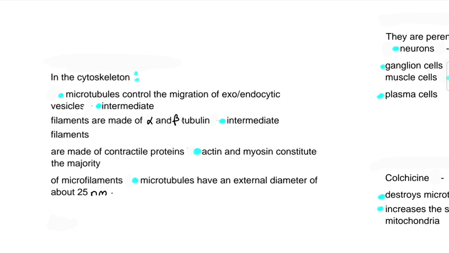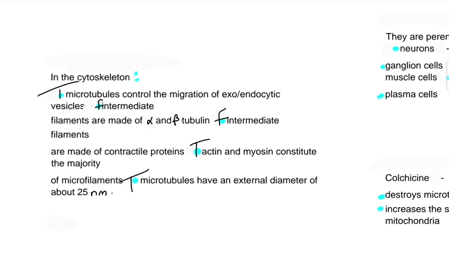In the cytoskeleton, microtubules control the migration of exoendocytic vesicles. True. Intermediate filaments are made up of alpha and beta tubulin. False. Tubulin goes for the microtubules, nothing to do with the filaments. Intermediate filaments are made up of contractile proteins, false. Actin and myosin constitute the majority of microfilaments, correct. Microtubules have an external diameter of about 25 nanometers. This is correct.